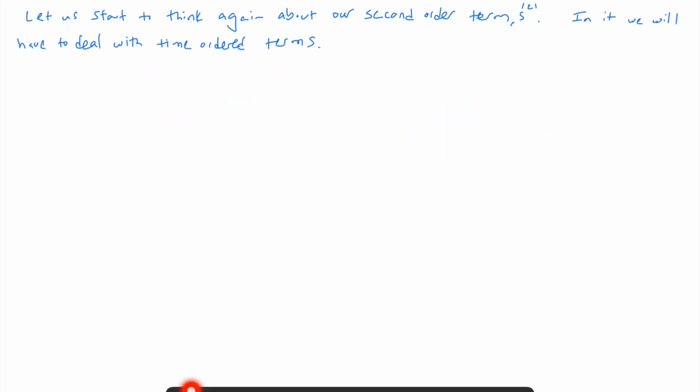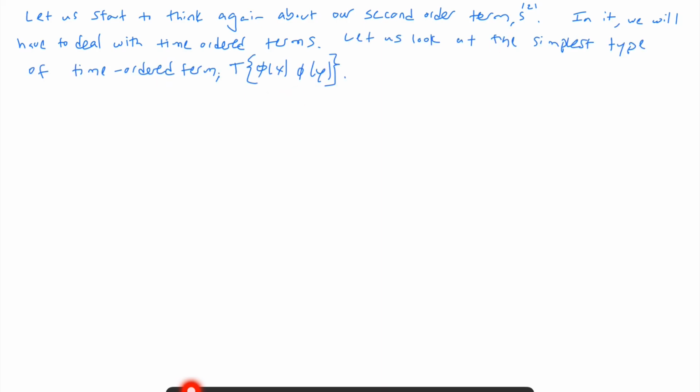I'm not going to prove Wick's theorem, but I'll give you an idea with just two operators of what it is, and then you can look up your own proof, but it gives you at least the flavor for why things are probably going to be true. We have to deal with time-ordered terms in our S2 calculation, as you just saw. Instead of looking at that whole S2 term for a phi-to-the-fourth theory, let's just look at the simplest type of time-ordered term. Let's just say we have an operator phi of x and an operator phi of y, and we want the time ordering of these two.